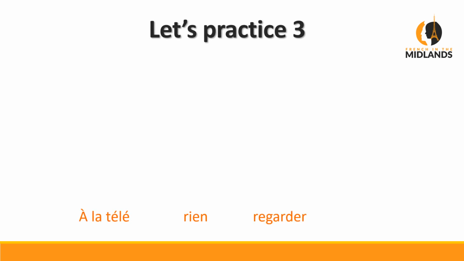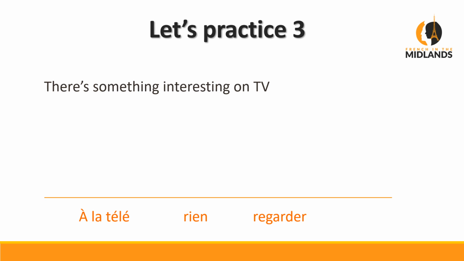And let's make it a tiny bit more complicated. There is something interesting on TV. And we did that in a previous lesson. Il y a quelque chose d'intéressant à la télé. Remember the de? As soon as you qualify the quelque chose, you have to have de there. And because intéressant starts with a vowel, you remove the E of de and put an apostrophe there. Quelque chose d'intéressant. It's easier to say than quelque chose de intéressant.